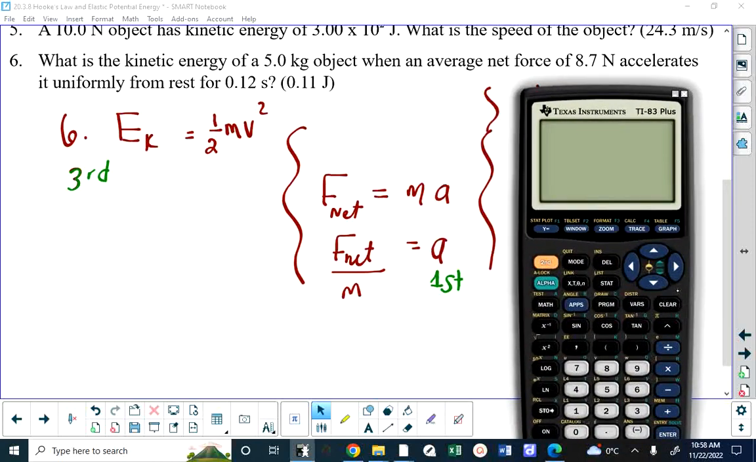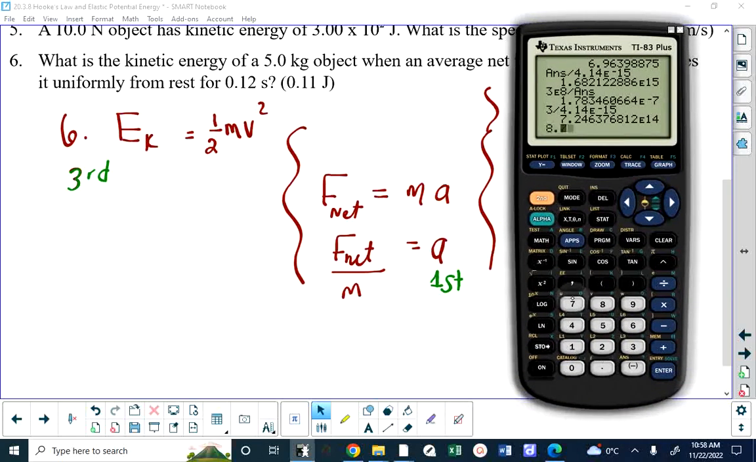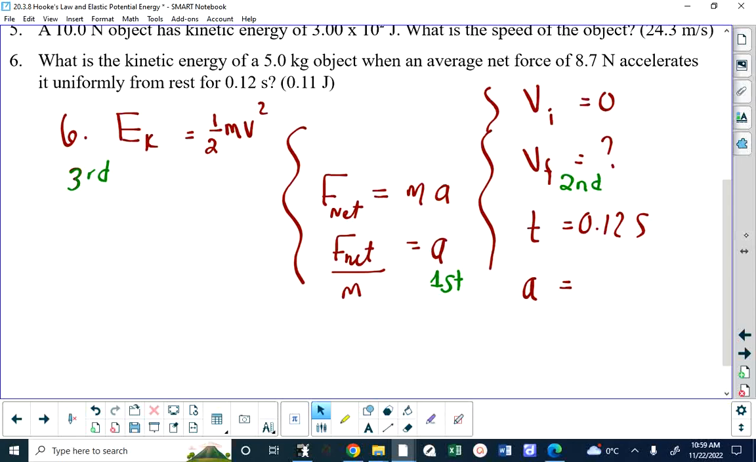So we should all be fine with using F equals ma, where F is 8.7 newtons and m is 5 kilograms. To find the acceleration, you would take the net force divided by the mass, which gives 1.74 meters per second squared. So the acceleration is 1.74 meters per second squared.